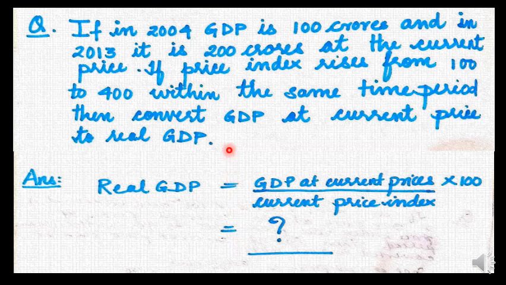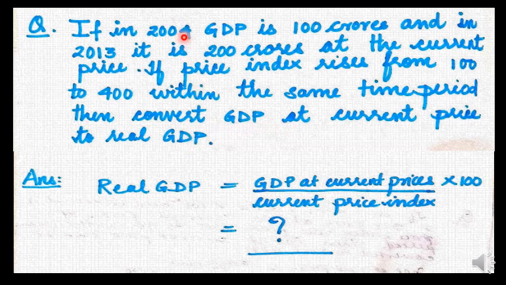Here, students, I am leaving you with a question which you will do, but I will explain it half the way. I will give you the hint how to solve the question. So let us read the question. If in 2004 GDP is 100 crores and in 2013 it is 200 crores at the current price, and if the price index rises from 100 to 400 within the same time period, then convert GDP at current price to real GDP.